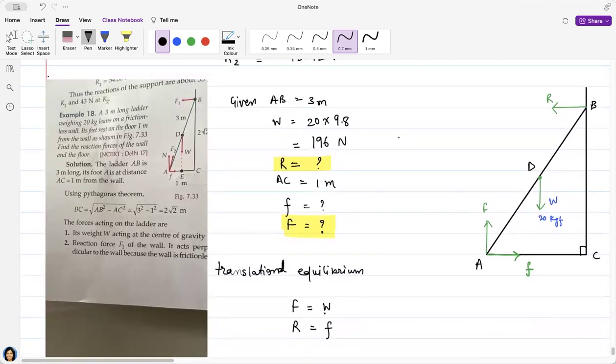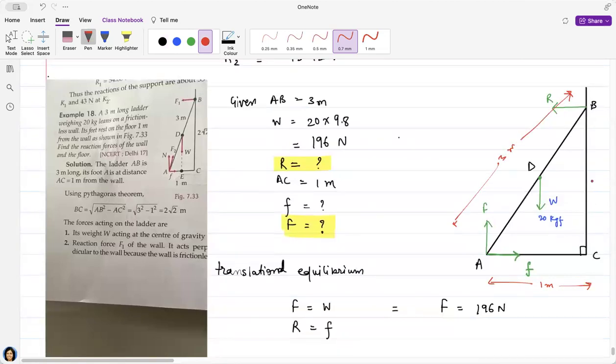Now, that was all about my translational equilibrium. Now, let us talk about the rotational equilibrium. Or maybe we can just put the values over here. So clearly, I can say that my F is equal to 196 Newton. And I don't know R, I don't know f. So now for that, let us go to the next one. By the way, we haven't marked it here. This is 1 meter. This is 3 meter. Can you just tell me the BC?